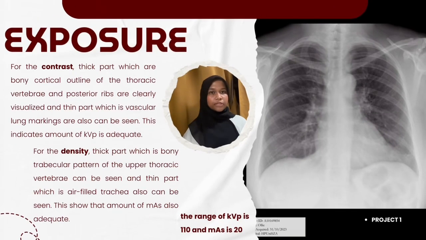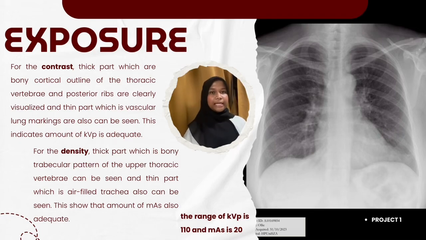So for the exposure, it consists of contrast and density. For the contrast, the thick part, which is the bony cortical outline of the thoracic vertebrae and posterior ribs, is clearly visualized, and the thin part, which is the vascular lung marking, can also be seen. This indicates the amount of kVp is adequate.